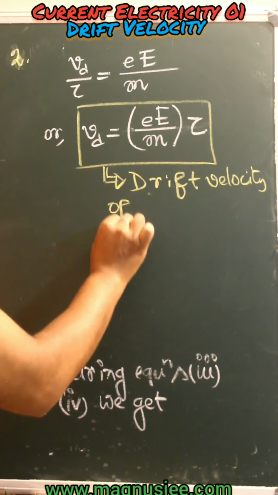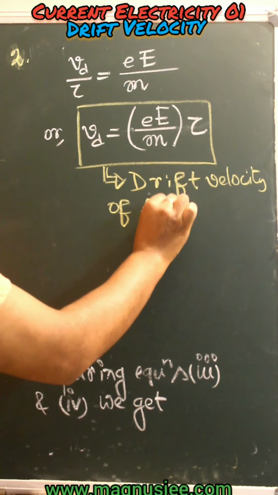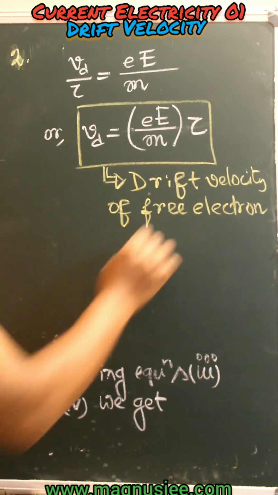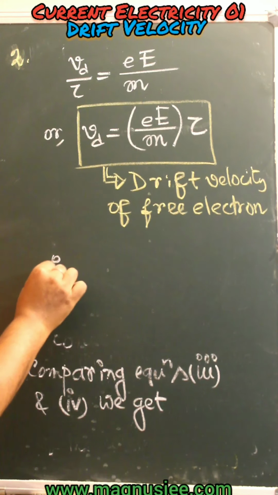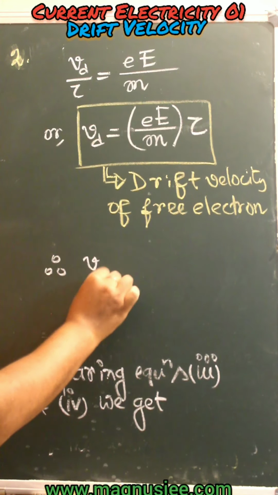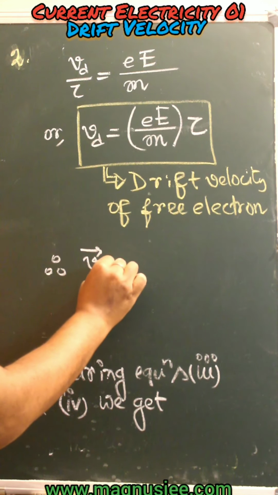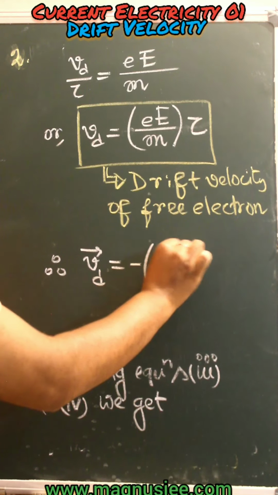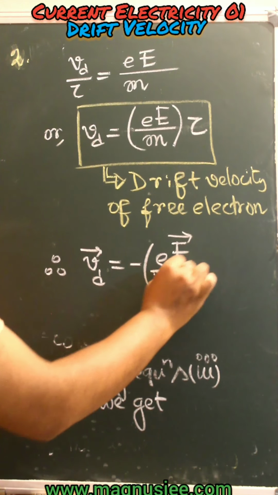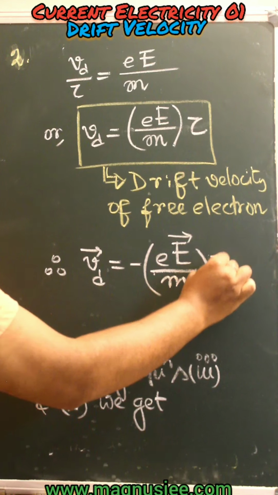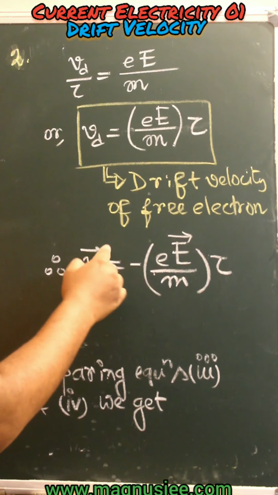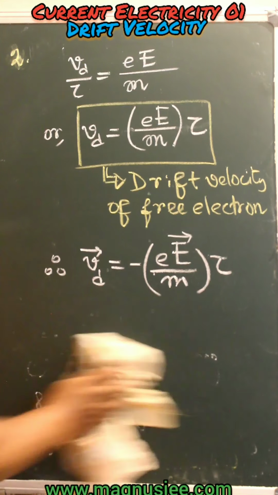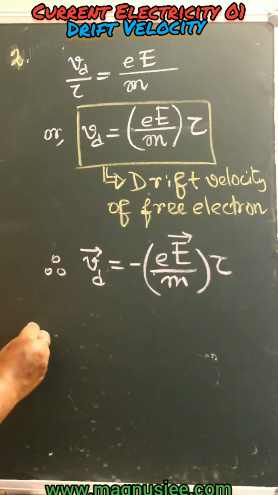Drift velocity of a free electron, not the bound electron. A free electron can be accelerated with drift velocity. So what will be the vector expression of drift velocity? Vd vector equals minus e vector E divided by m, where m is the mass of electron, into tau. So the negative sign indicates that the drift velocity is in the opposite direction of field intensity E.